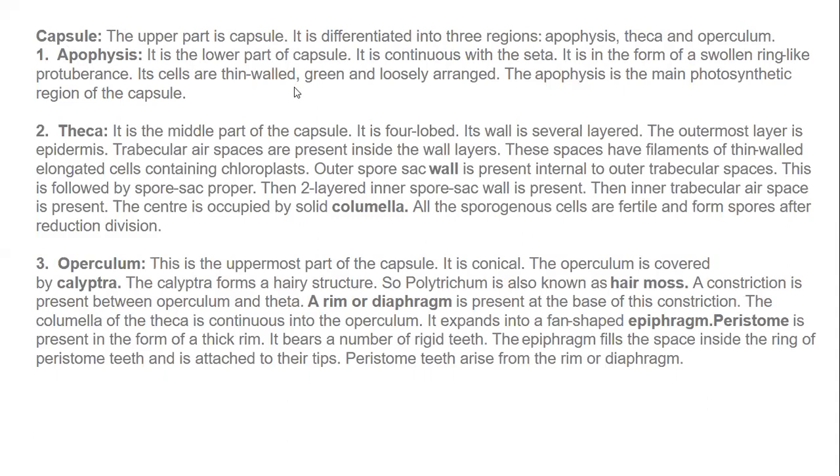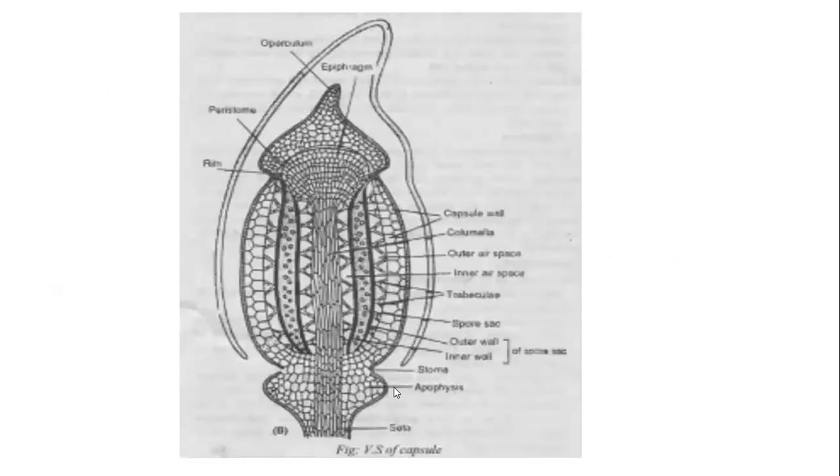Now, apophysis. This is the lowermost part of the capsule. It is continuous with the seta. It is in the form of a swollen ring-like structure at the base. The cells are very thin-walled, green in color and loosely arranged. This part of the capsule is considered to be the main photosynthetic region of the capsule. So look at this here. This is the apophysis.